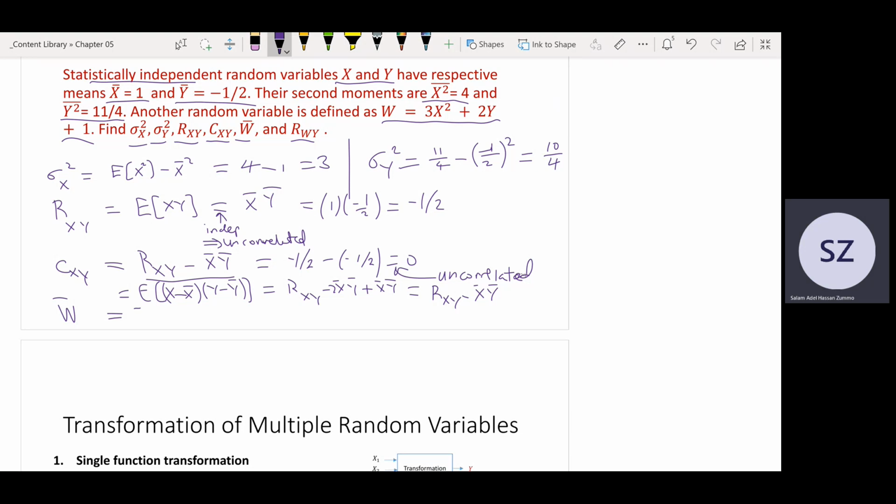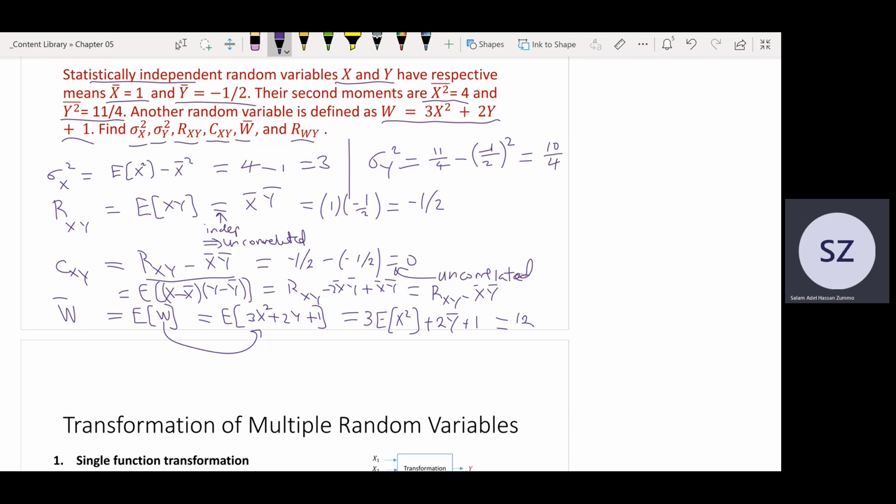Right. What is the mean of W? The mean of W is, what do we do? Expected value of W, right? Now we simply substitute for W. What is W? 3x squared plus 2y plus 1. Right? Now expectation is a linear operation, so we can just separate them. So this is 3 expected value of x squared, right? Plus 2 expected value of y plus 1. Now those who calculated it, it equals 12, I believe. So what else?